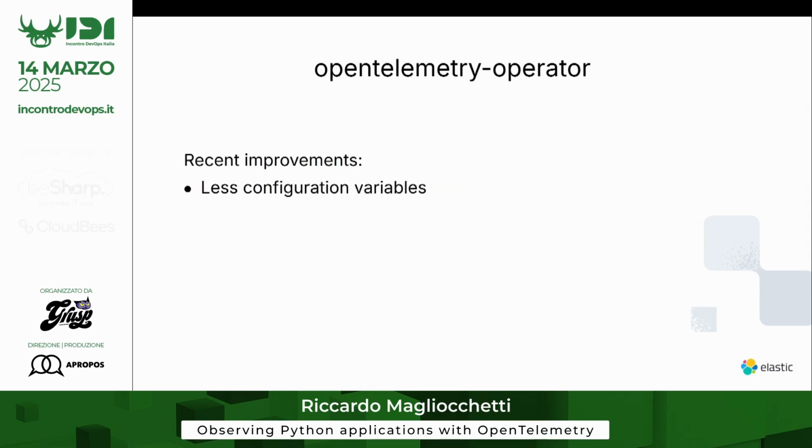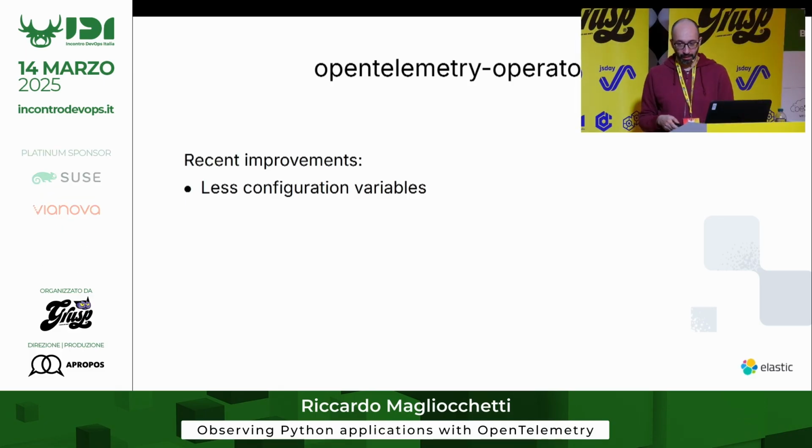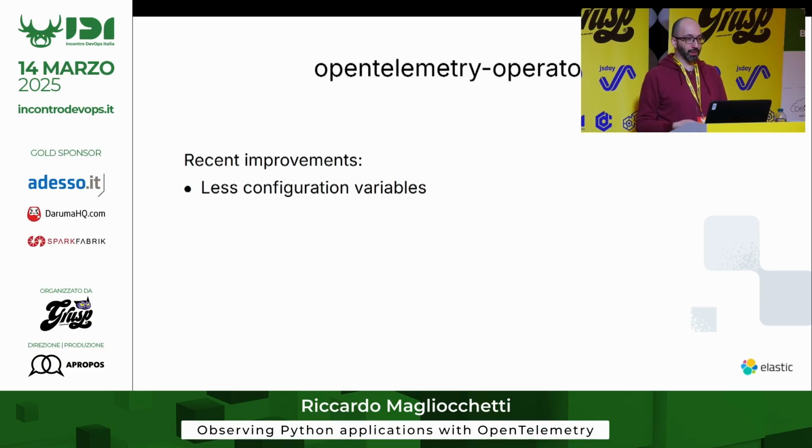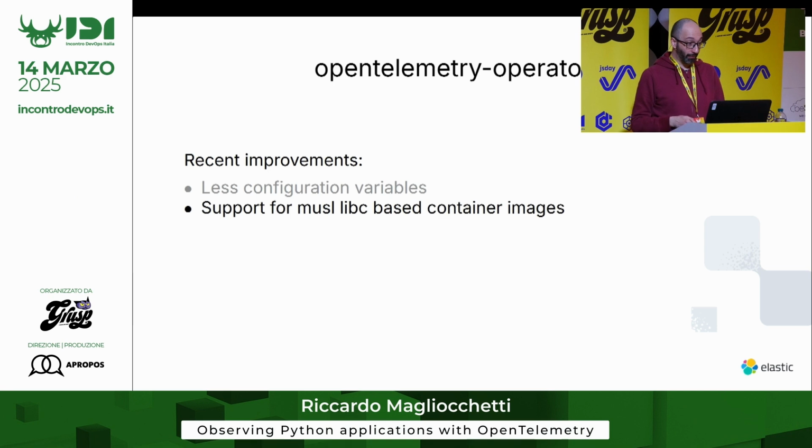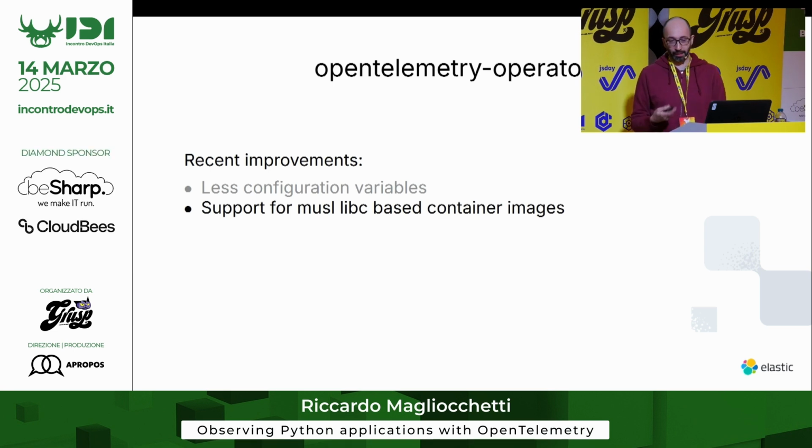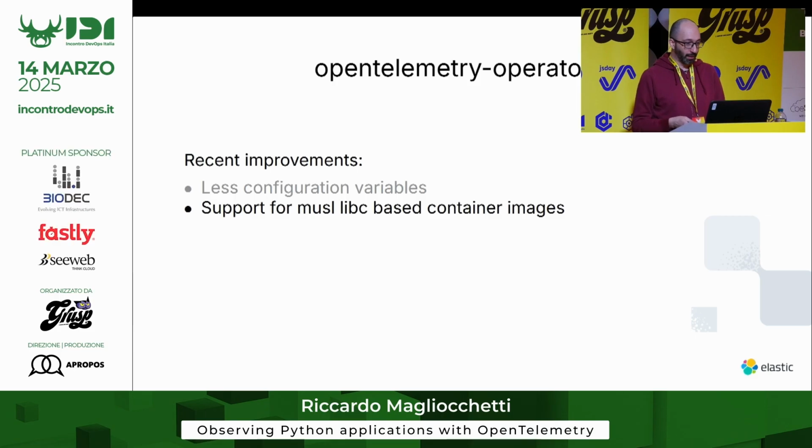In the last months, there have been a few nice improvements regarding the Python auto-instrumentation from the OpenTelemetry operator. First, more environment variables are set by default, so you don't have to set them anymore, and by default it works out of the box now. And then we had the support for musl-based container images, like the Alpine one.